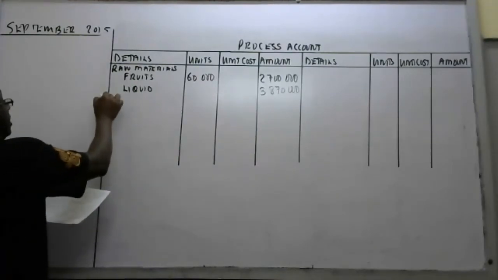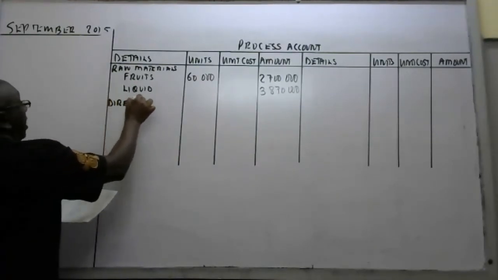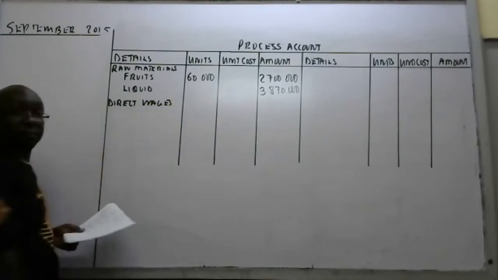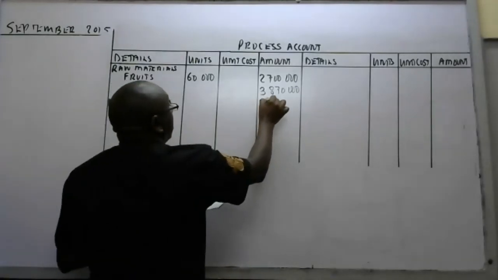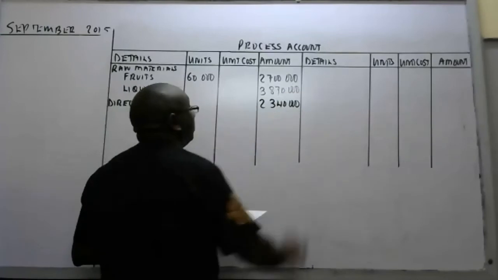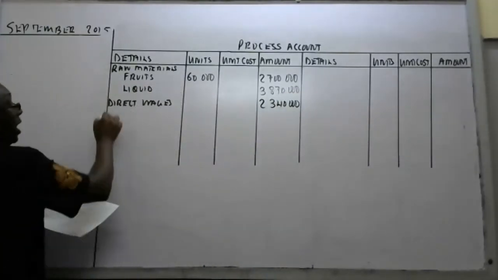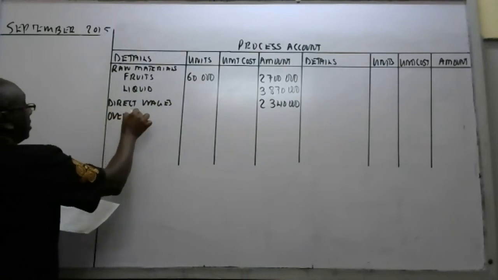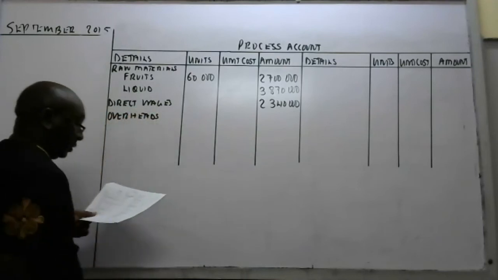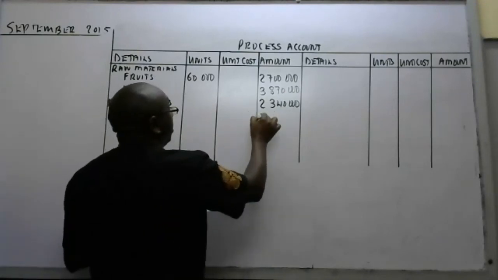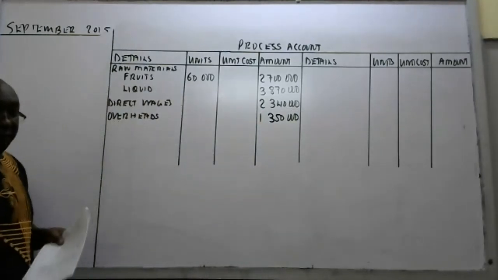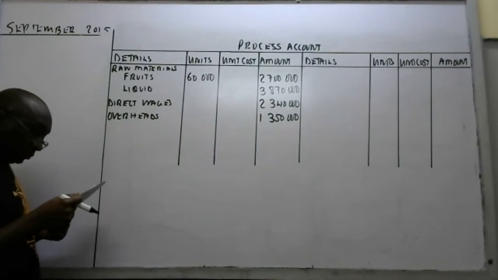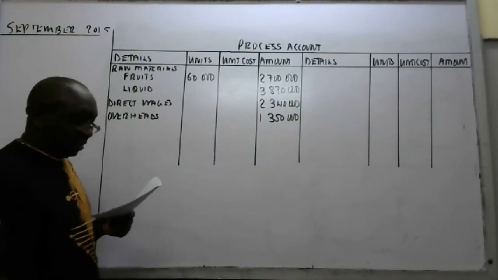Then we have direct wages, which is 2,340,000. We have overheads, which we are told is 1,350,000.